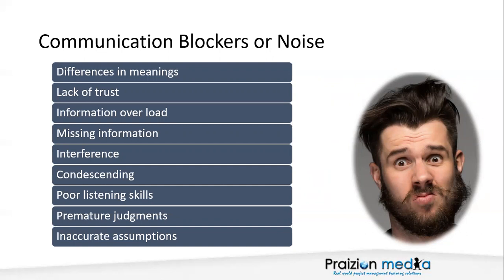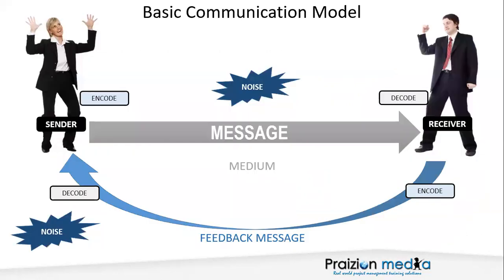There are so many possible blockers, but our job as the communicator, as the sender, is to ensure that we properly encode the message in such a way that someone would need to intentionally misconstrue what you're trying to convey. We need to make our messages that simple.